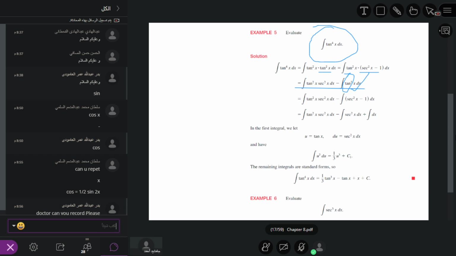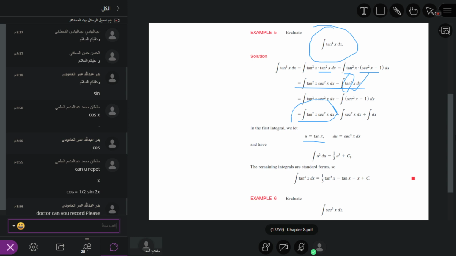We put u is equal to tan x. Here you can see. And what is the derivative of tan x? It is sec square x. Thus, this from here to here, it becomes u square du. Now, what is the integral of u square? It is u power 3 divided by 3.